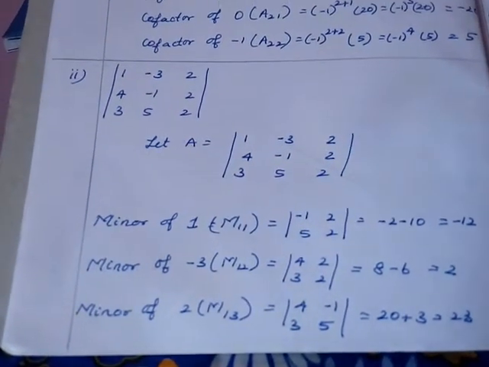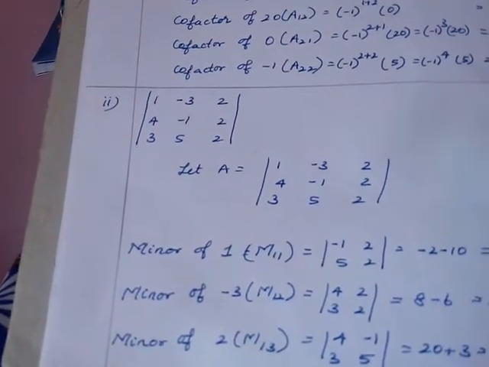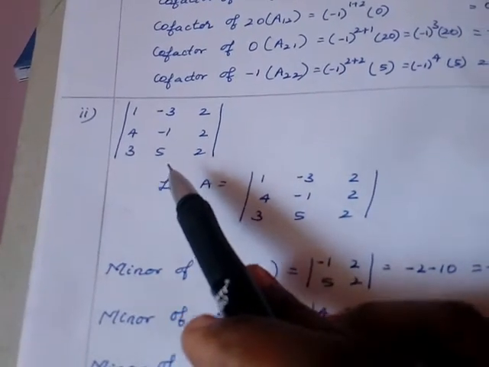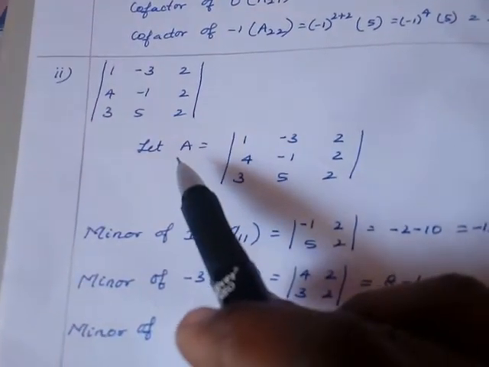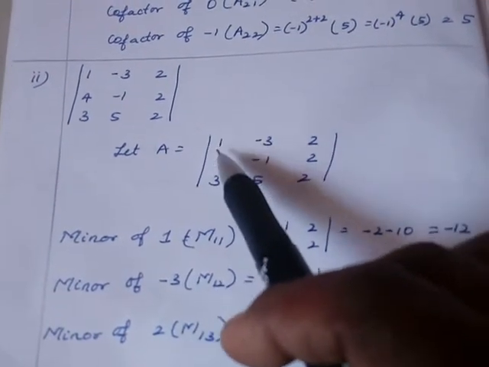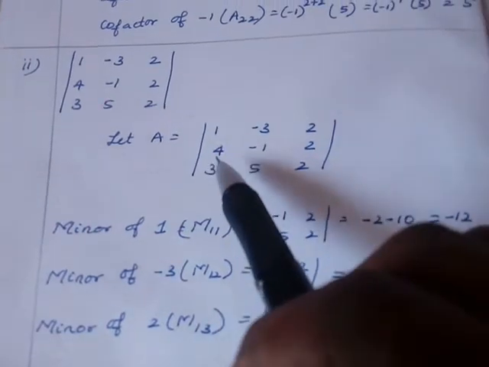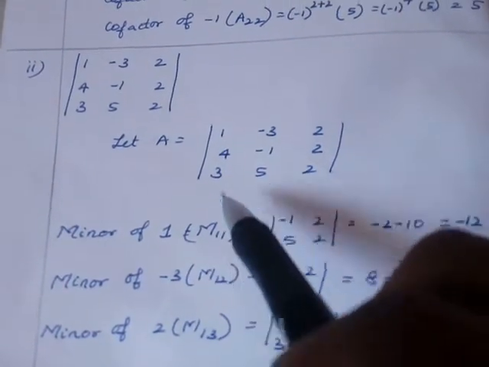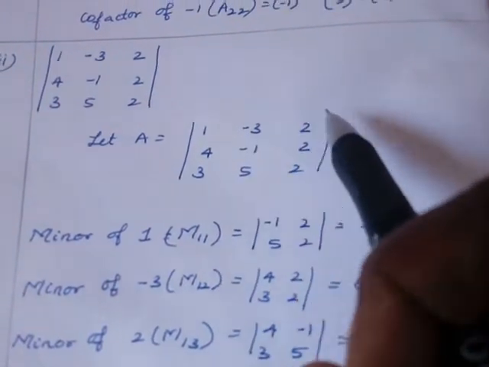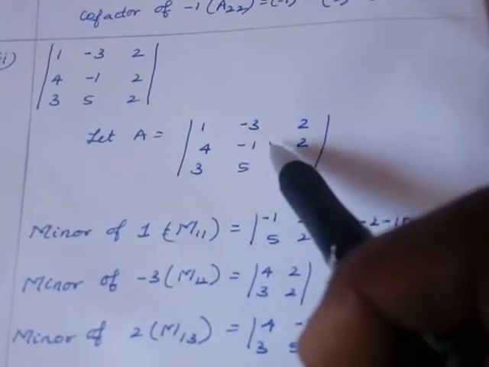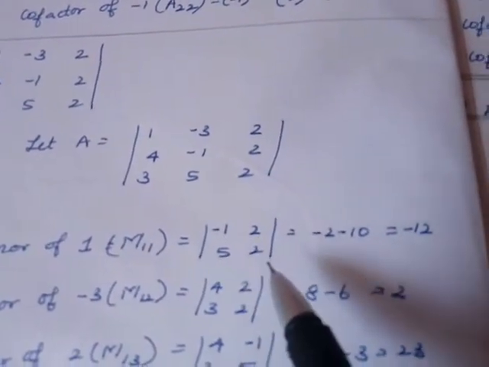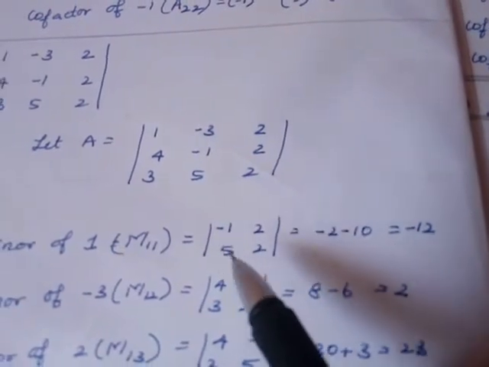Second sum, it is a 3 by 3 matrix. 1 minus 3 2, 4 minus 1 2, 3 5 2. I am taking the given determinant as A. Minor of 1. You have to find the answer for each element. Okay. So minor of 1, M11. 1 is present in first row first column. Leave off the row and leave off the column. Remaining you will be getting a 2 by 2 matrix like this. Minus 1 2 5 2. You have to simplify this determinant.